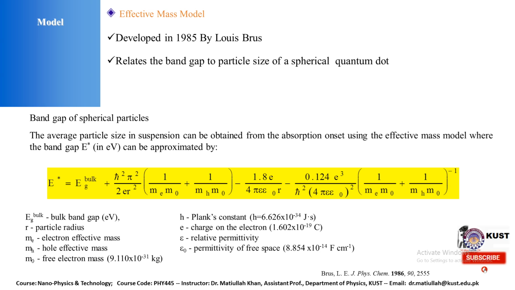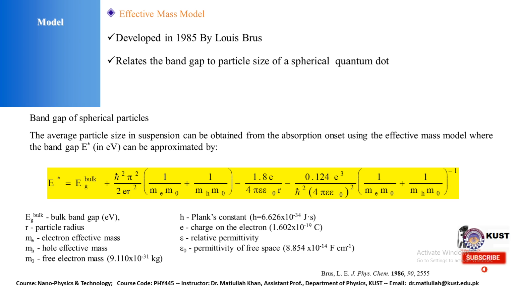So how can we describe this absorption of photon, emission of photon, and the relationship between the band gap and the particle size? This could be explained with the help of the effective mass model that was developed in 1985 by Louis Brus. It relates the band gap to the particle size of a spherical quantum dot.